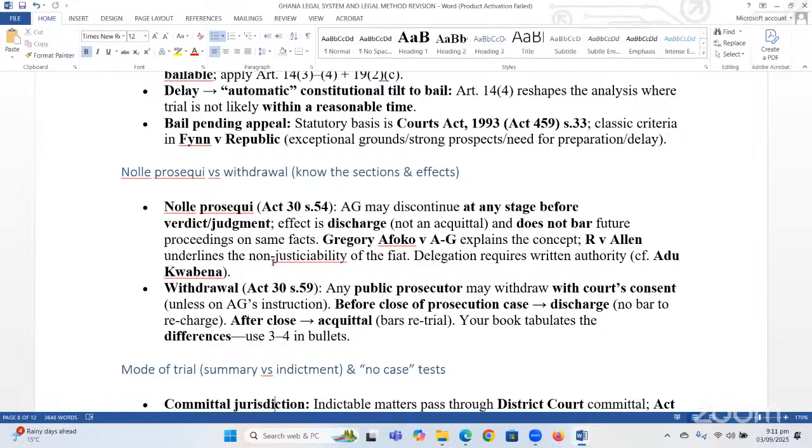We can look at Gregory Afoko against the Attorney General. And of course, these days, there are a lot of nolle prosequi cases, and the Attorney General has been explaining in a lot of press conferences and other releases. So I'm sure you're all familiar with the process now. As I said, the Attorney General is the ultimate authority, but he can authorize other public prosecutors under him to have cases discontinued, as it were. So let's keep that in mind.